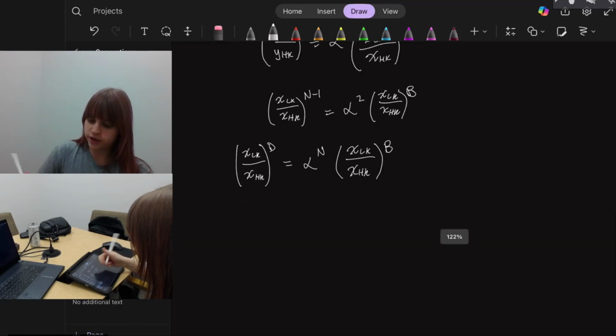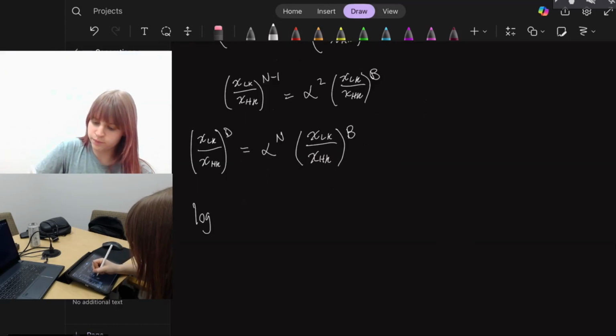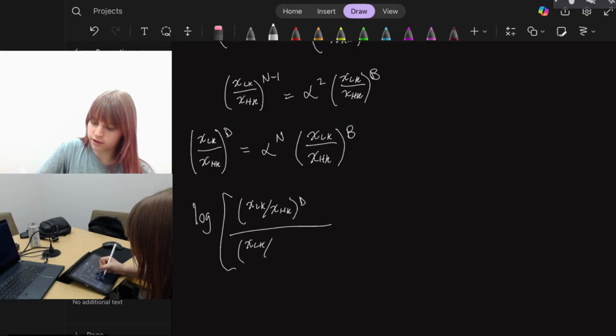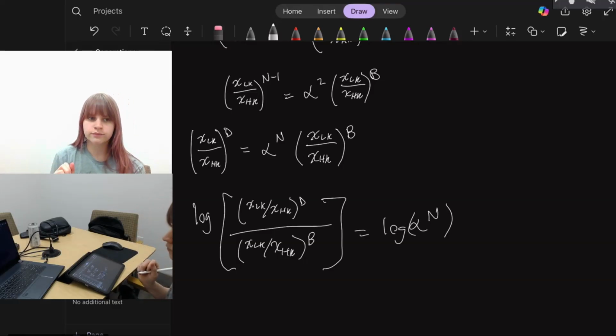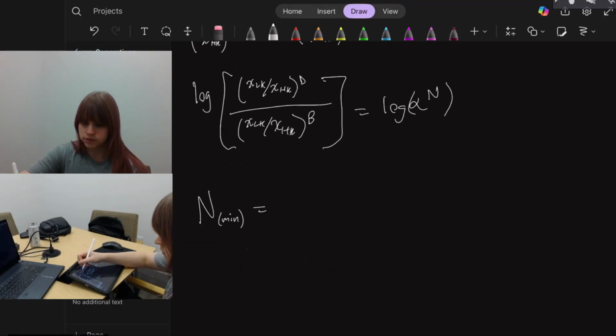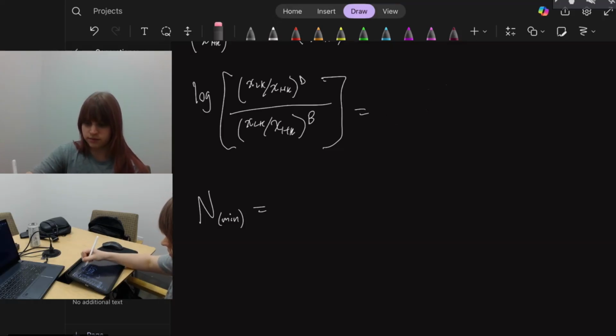Then what we want to do is take the logarithm of our xlk over xhk in the distillate over xlk over xhk in the bottoms, and take the log of our alpha to the n, so that we can solve for n. So I'm actually going to write this in a way that makes more sense, but that would be n times the log of alpha.